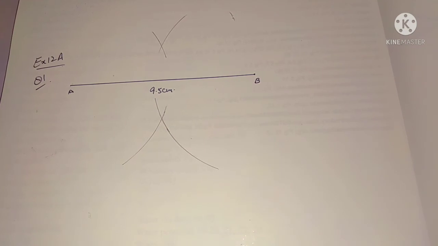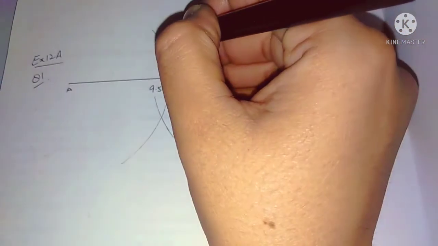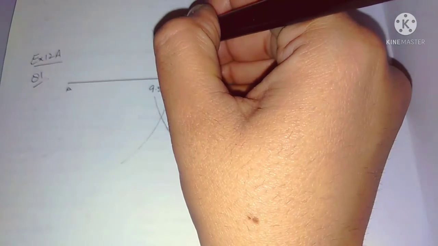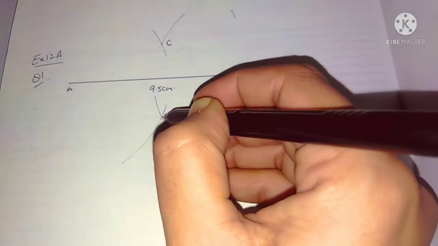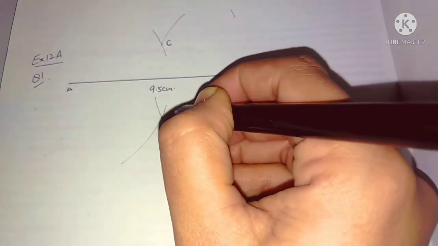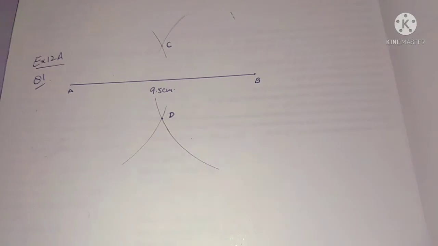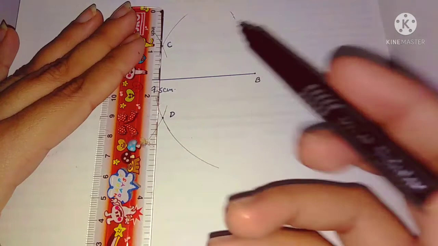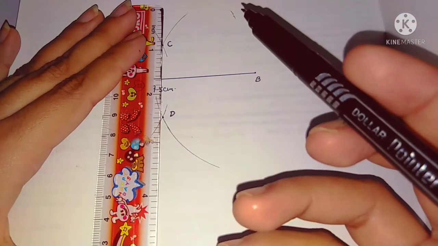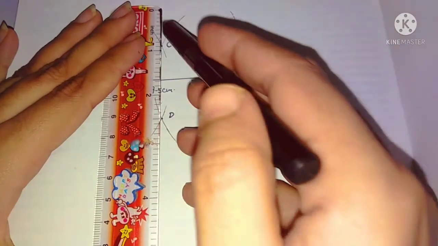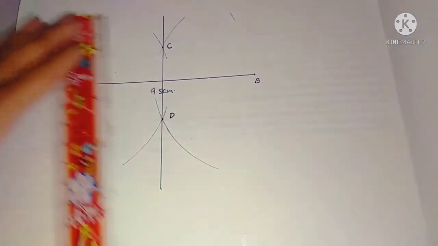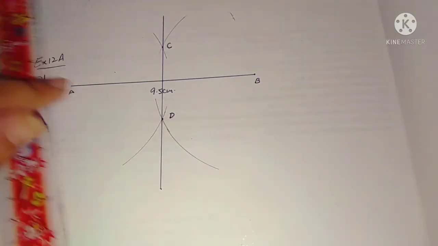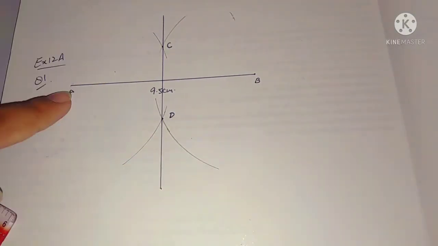Now what you need to do is, there are 2 points here. Can you see this point? You can give it the name C and you can give it the name D. Now you have to join these 2 points, like this. So students, these 2 points must connect to each other. So now this is your perpendicular bisector of AB.